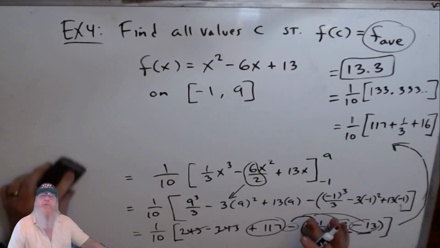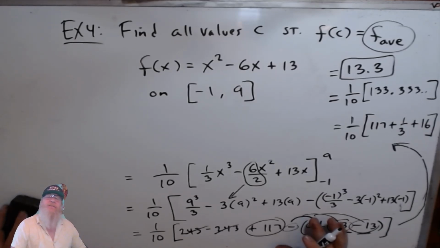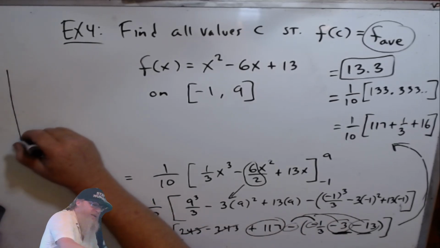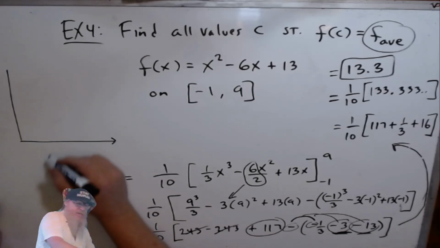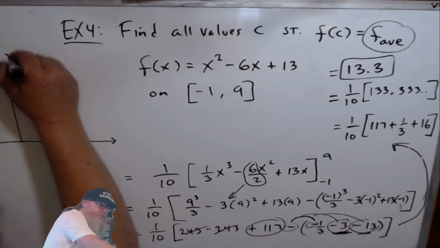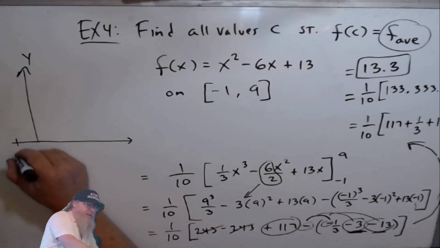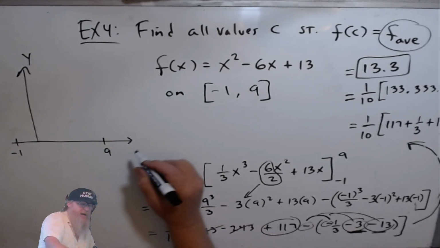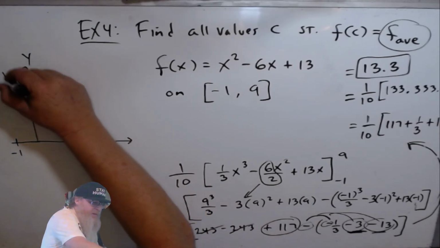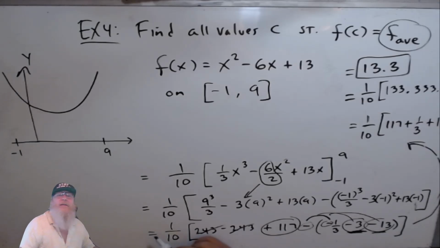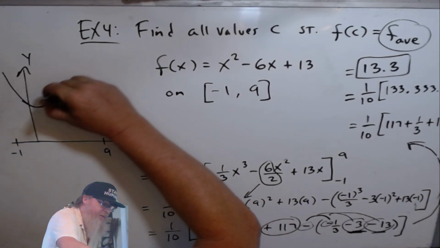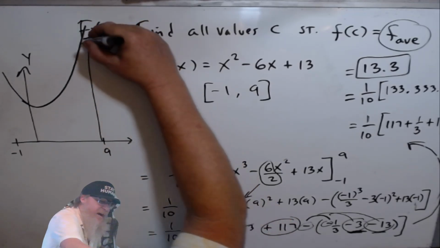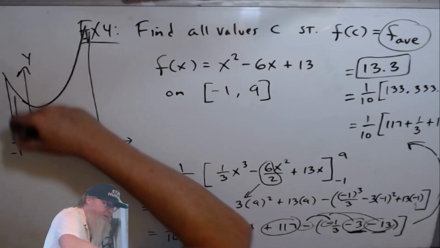This is where the picture would really come in handy because you would see that it kind of looks like this. So there's your Y, there's your X, there's -1, there's 9. You have a parabola that kind of looks like this. And it's not perfect, so it's more like this. So this side is much taller than this side.